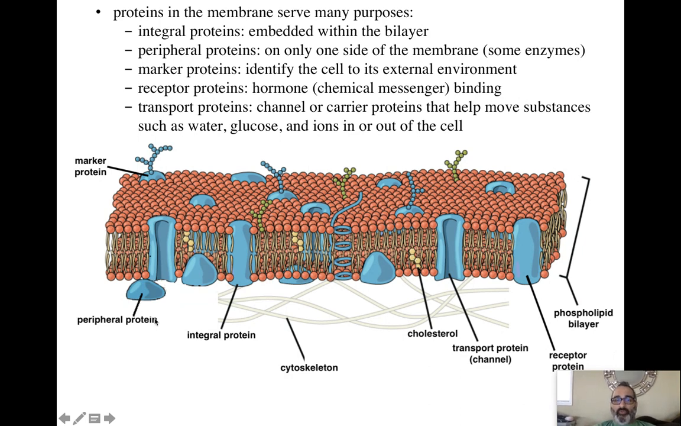So you have peripheral proteins on the outside. What do these usually do? They're usually enzymes, proteins that are facilitating chemical reactions. Okay, that's generally what they do. Integral proteins are embedded in the layer. They're embedded within the lipid part of it. So this one here is not embedded in the lipid area. These ones are embedded, embedded, embedded. Those are integral proteins. This is a peripheral protein.